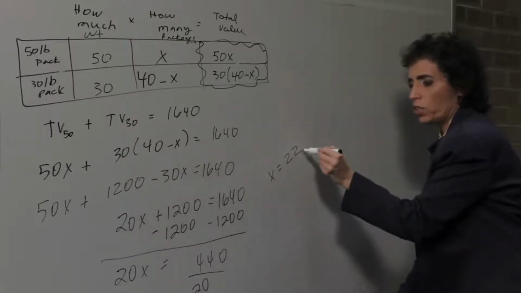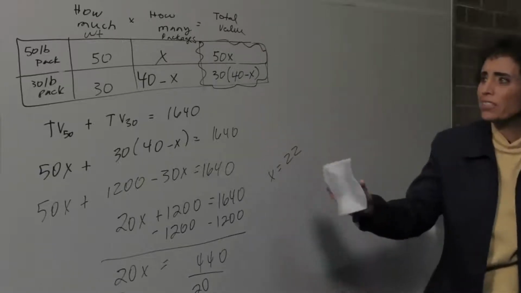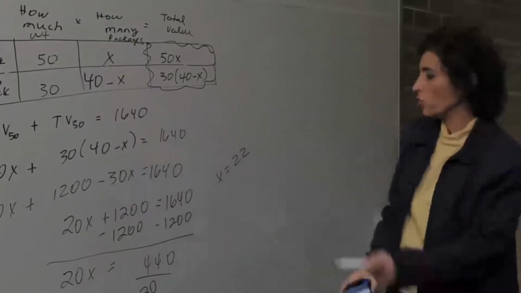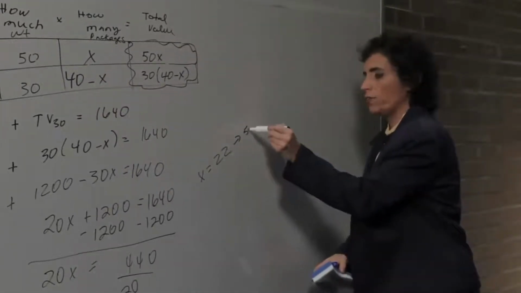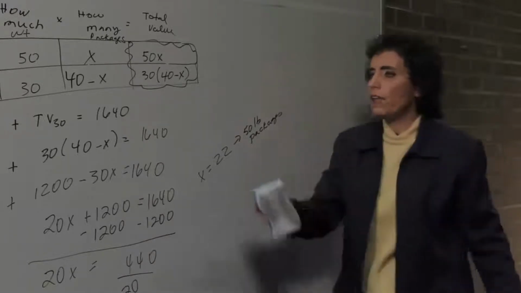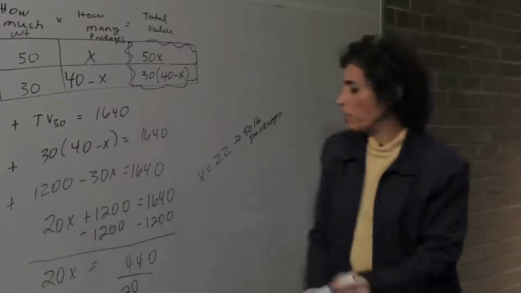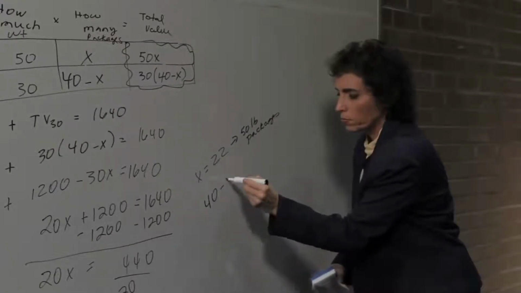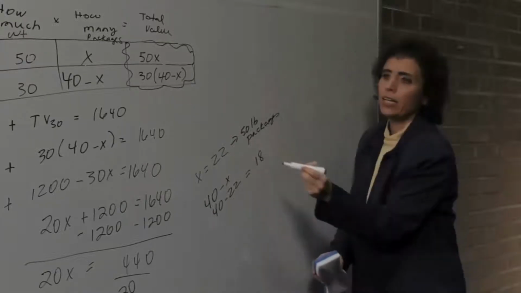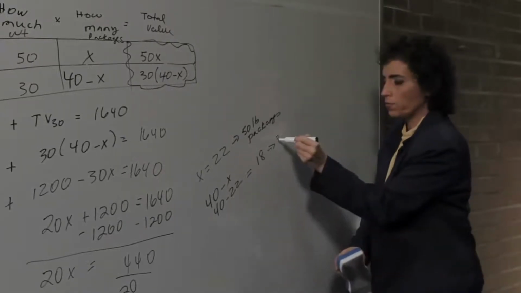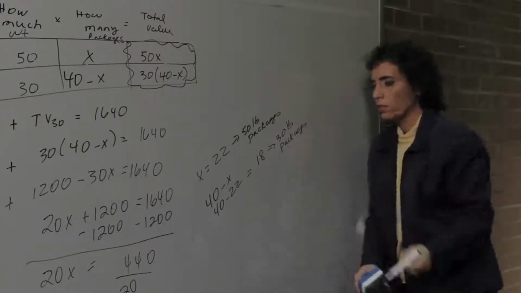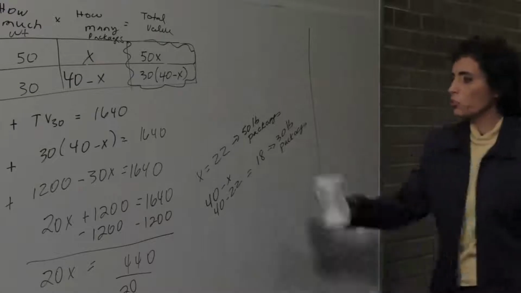x equals 22. What does 22 represent? 22 represents there's 22 50-pound packages. And now we want to check. We have 40 minus x, or 18 30-pound packages. Okay? And of course you can check that.